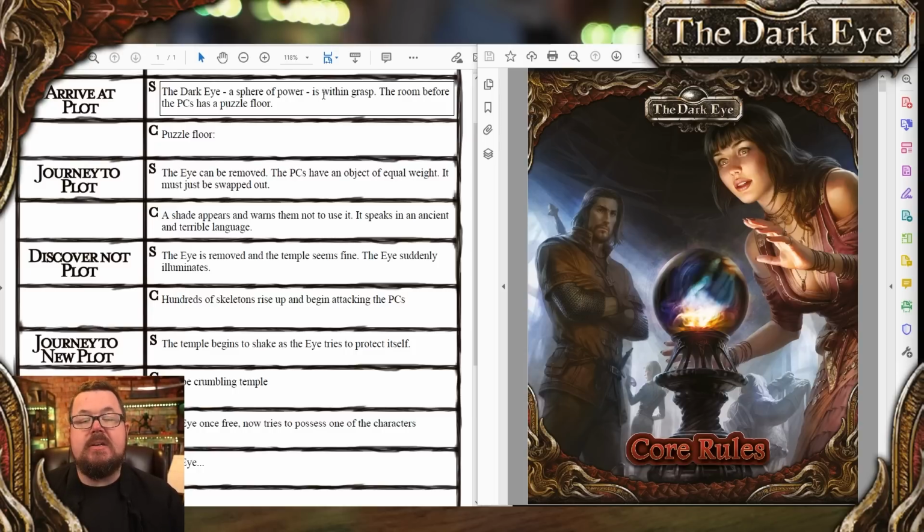But the idea is that we need to have a puzzle floor. Now, I haven't worked out what that puzzle is. I don't particularly care at this point in time. I will figure that out as we go through this process.